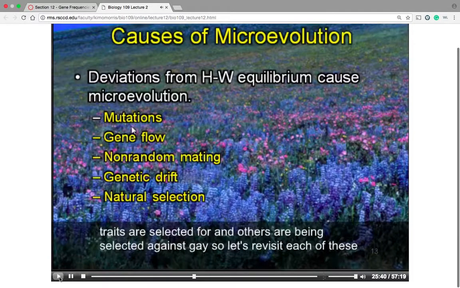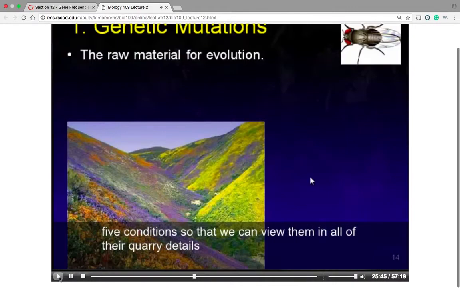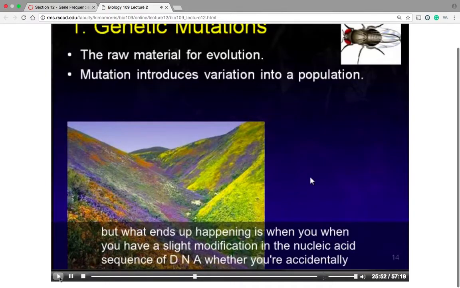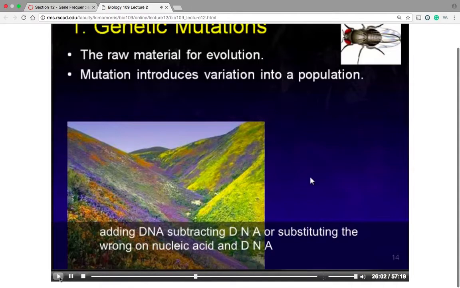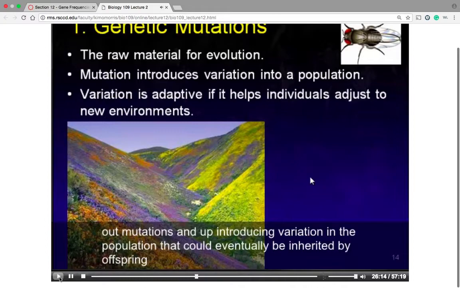Okay, so let's revisit each of these 5 conditions so that we can view them in all of their gory details. Number 1, genetic mutations. Again, I've kind of referred to this as the raw materials for evolution. But what ends up happening is when you have a slight modification in the nucleic acid sequence of DNA, whether you're accidentally adding DNA, subtracting DNA, or substituting the wrong nucleic acid in DNA, mutations end up introducing variation into a population that can eventually be inherited by offspring.